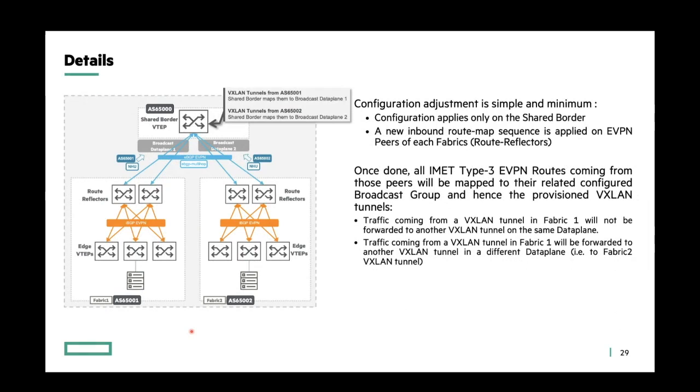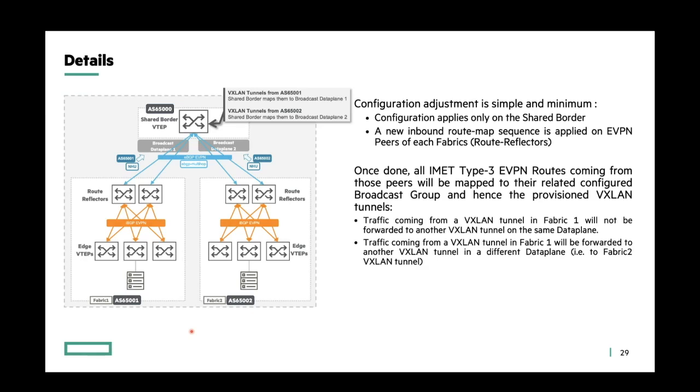To deep dive into the broadcast groups and related route maps, the new route map introduced with AOS-CX 10.13 will have to be implemented at the child border level only. It's very simple. Doing that, and because the child border only peers with the route reflectors of each fabric, once the route map is applied, all IMET routes will allow to automatically map the newly provisioned VXLAN tunnel to a data plane.